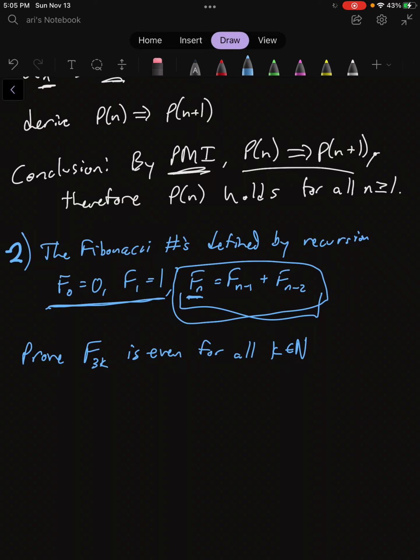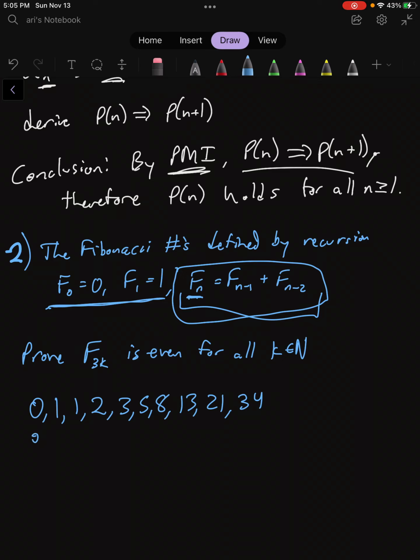We could start listing them. We have 0 and 1 are the first 2. Those are given. The next one is the sum of the previous 2, so it's also 1. Then the next one is the sum of the previous 2 again. So it is 2. And then we have 3 and 5 and 8 and 13 and 21 and 34. And I think that's a good place to stop.